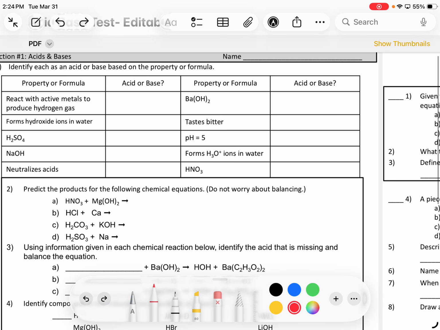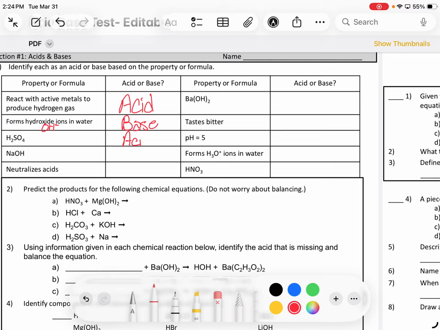If you notice, these are a lot of properties. Reacts with active metals to produce hydrogen gas. That's going to be an acid. What do we call those types of reactions? Corrosion, right? Forms hydroxide ions in water. Base, because that's hydroxide, right? OH minus. H2SO4, is that an acid or base?